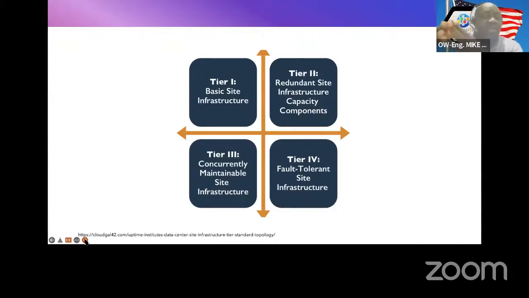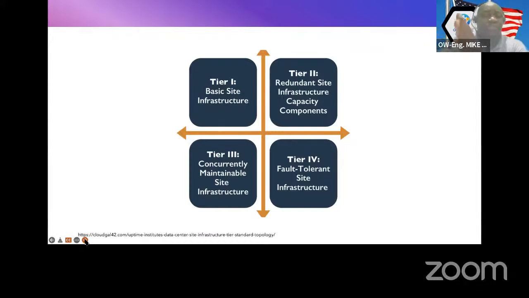Then Type 3 is concurrently maintainable site infrastructure. This means we have technicians on site taking care of maintenance, or an infrastructure where you can work remotely and manage your maintenance. You can maintain your services or your servers while you are very far from the location where the data center is. Now we have Type 4, which is fault tolerant site infrastructure.